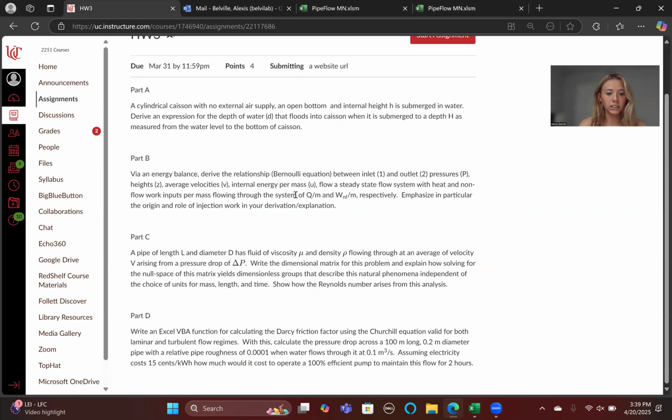Homework 3, Part D: write an Excel VBA function calculating the Darcy friction factor using Churchill's equation, valid for both laminar and turbulent flow regimes. With this, calculate the pressure drop across a 100-meter long, 0.2 meter diameter pipe with a relative pipe roughness of 0.0001 when water flows through at 0.1 meters cubed per second, assuming electricity costs 15 cents per kilowatt hour. How much would it cost to operate a 100% effective pump to maintain this flow for 2 hours?